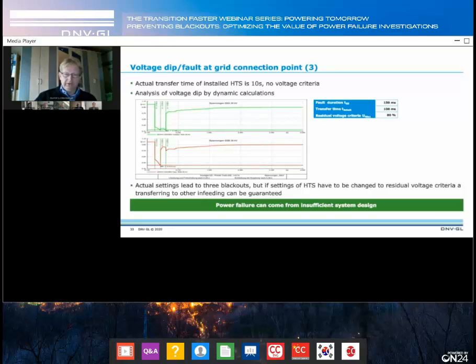So we made some simulation of the system with dynamic network simulation, and then we defined the takeover criteria with residual voltage transfer. And when you move in less than 200 milliseconds from one busbar to another, then the system will survive. So in this case, the main reason was that everything was installed, but there was no detailed understanding of the operation of a high-speed transfer system and the surrounding network. And the system itself has to be looked at as a whole, not only at the equipment itself. Thank you.